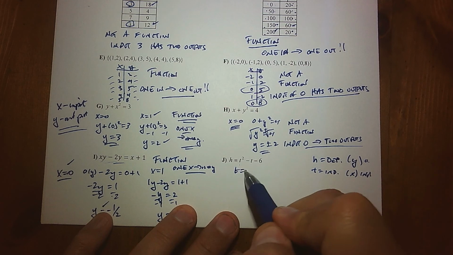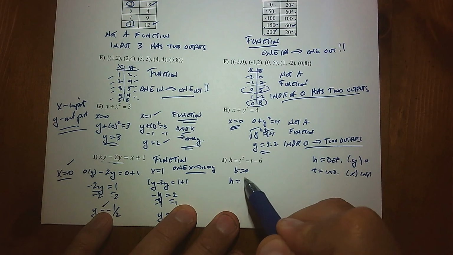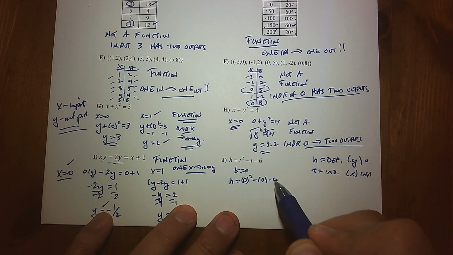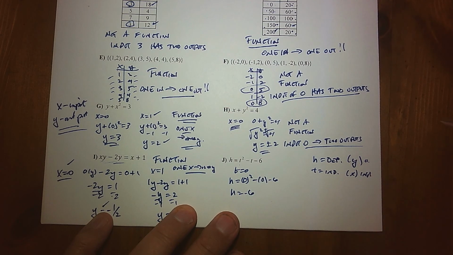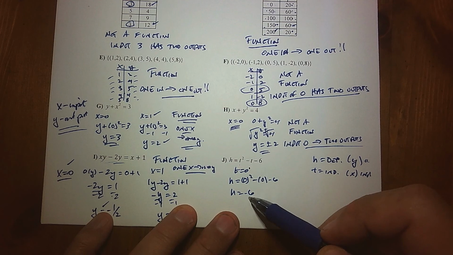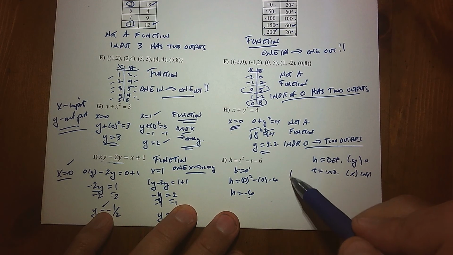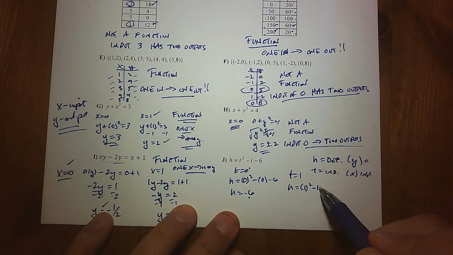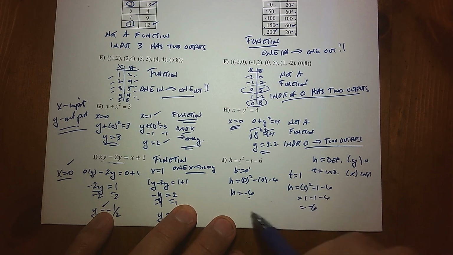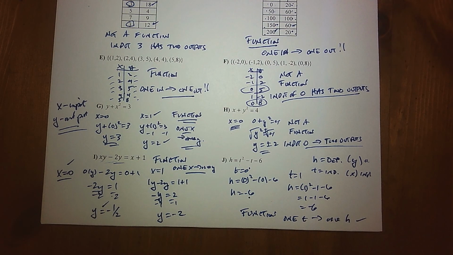So we'll just begin by letting t equal to 0. And when I do that, we end up getting that h equals negative 6. One thing in, one thing out. So far it behaves like a function. Let's just test it one more time. If t was equal to 1, and I did the math, 1 minus 1 minus 6, we get negative 6 yet again. So this seems like it's behaving like a function. 1t creates 1h, and that is very, very functional.